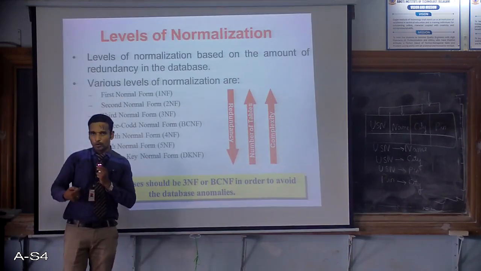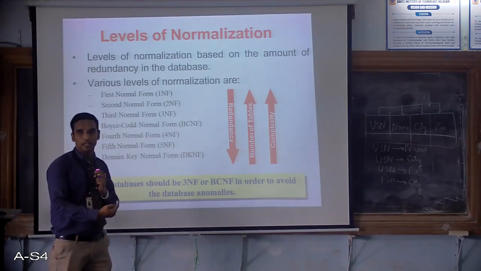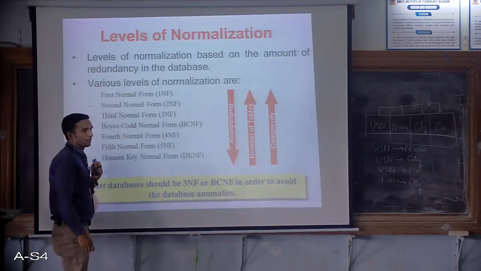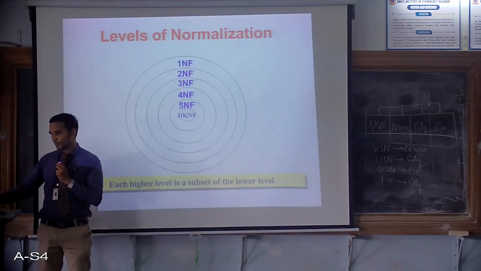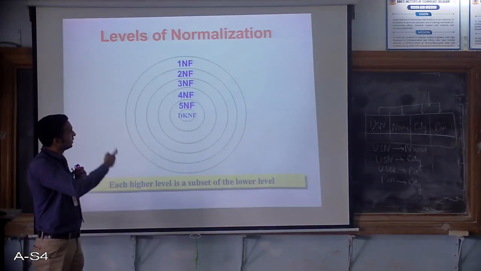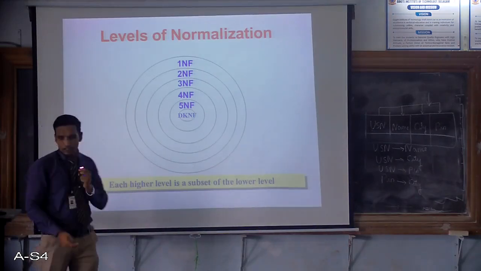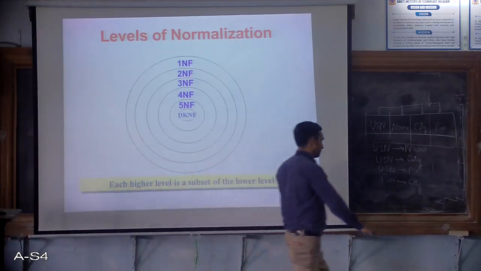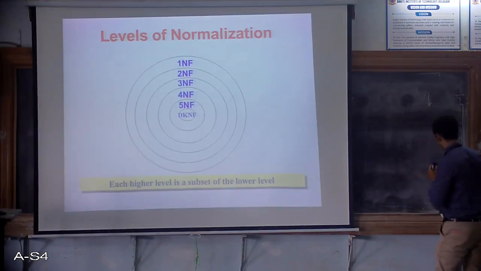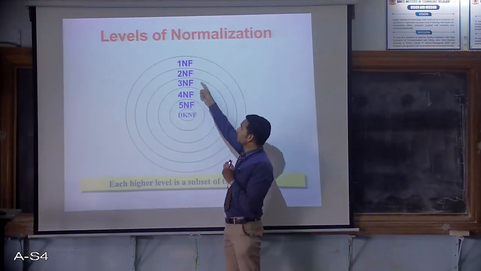So there are various normal forms with which I can do it, right from 1NF, 2NF, 3NF, Boyce-Codd, 4th, 5th, 6th and DKNF, domain key normal form. But for your syllabus, we have only up to BCNF, Boyce-Codd normal form. And if you look at these levels of normalization, it's like a circle: 1NF, 2NF, 3NF, 4, 5. What I mean by this is, if you say that a relation is in 2NF, second normal form, then by default it is in first normal form.